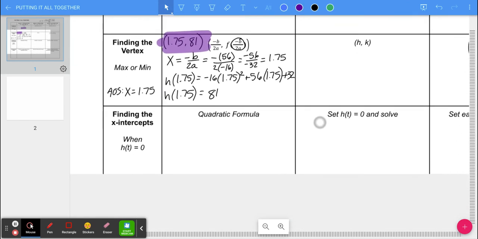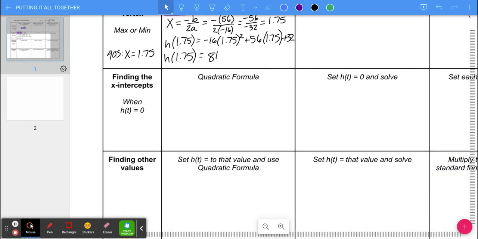All right. Finding your x-intercepts. Quadratic formula is going to be your easiest, especially since you're already going to have to use the discriminant somewhere along the way. So identify your a, b, and c. We already did that up top. And you'll have this formula.